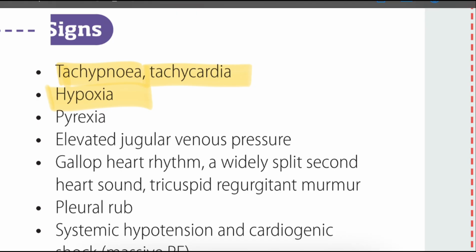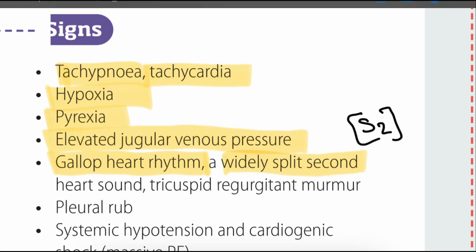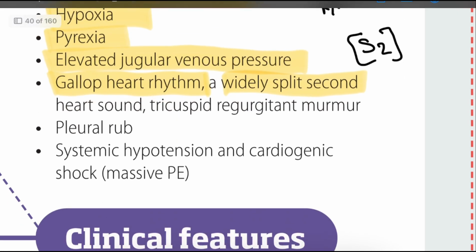Next, we can see tachypnea, tachycardia, hypoxia, pyrexia, elevated jugular venous pressure, gallop heart rhythm, and widely split second heart sound. Murmur we can see. Okay, S2 split we can see, and tricuspid regurgitation and murmur. Whenever a patient has a split S2 heart sound, we have to think about pulmonary embolism and atrial septal defect. Okay, and the patient will get pleural rub, systemic hypotension, cardiogenic shock in massive pulmonary embolism. In mild cases, we can see fever also.